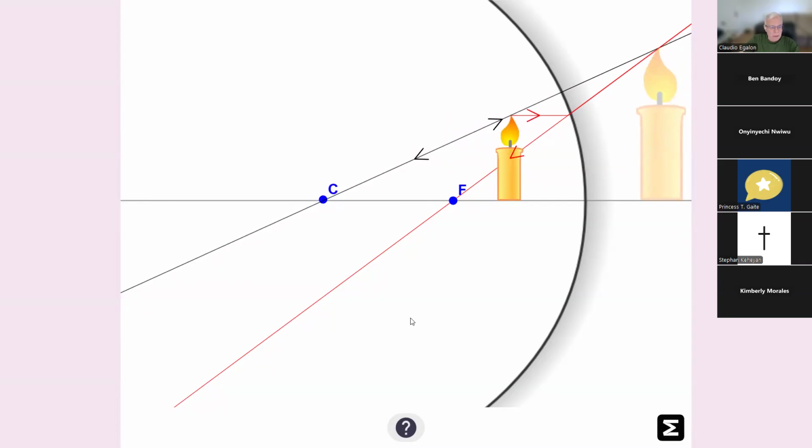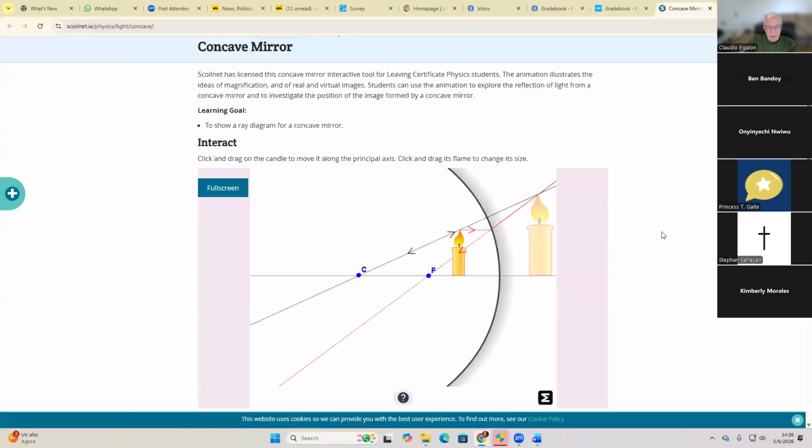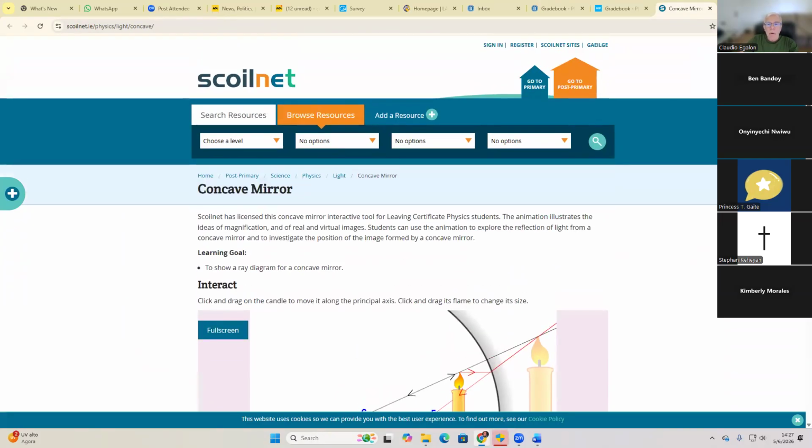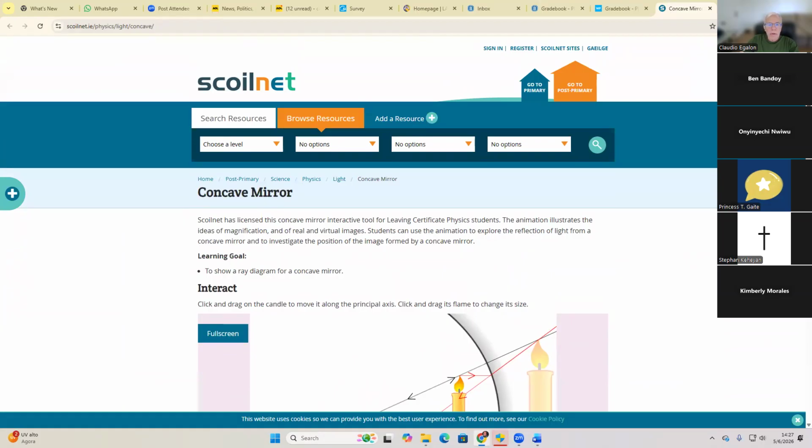Now, let's take a look. How do I get out? Here you go, Escape, right? How do I get to my negative? Let's see, choose a level. No options, no options. Choose a level. Primary.